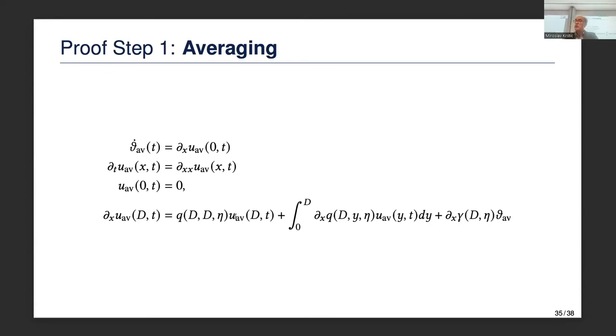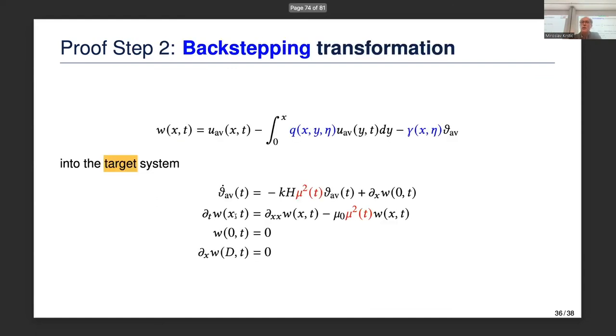So far, it was so complicated, but that was just the design. I haven't even started the proof. So the proof has three steps, and I have really only three more slides. The first step is performing averaging. I've already shown it to you for the delay system, so I won't be showing it to you again. This is what one gets for the average system. The second step is employing the backstepping transformation to the average system, not to the actual system, which was a part of the design.